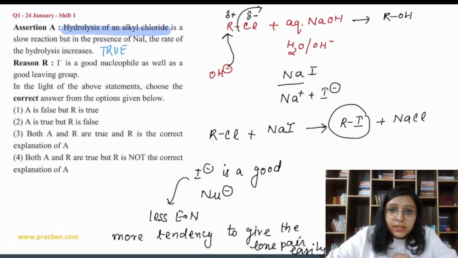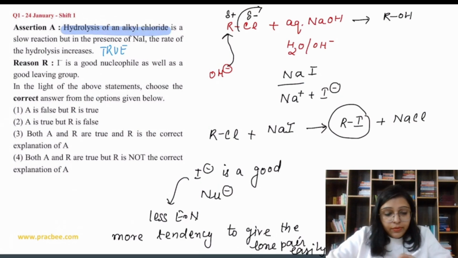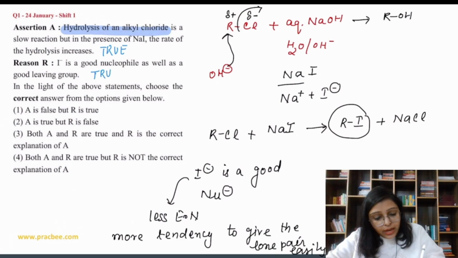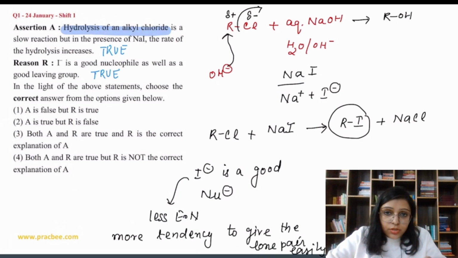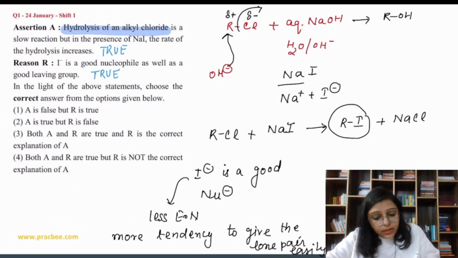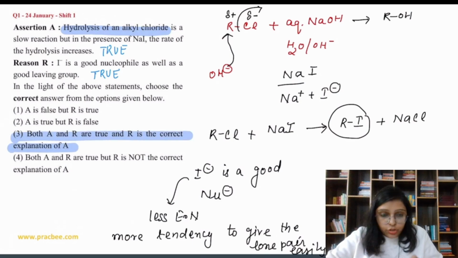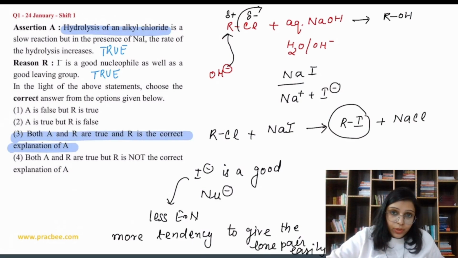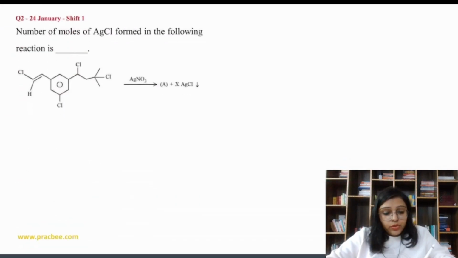Now, I minus is a good nucleophile as well as a good leaving group. True. That is why we can say assertion is true, reason is true, and reason is the correct explanation of the assertion. I hope I am clear. Okay. Now let's do the next question.